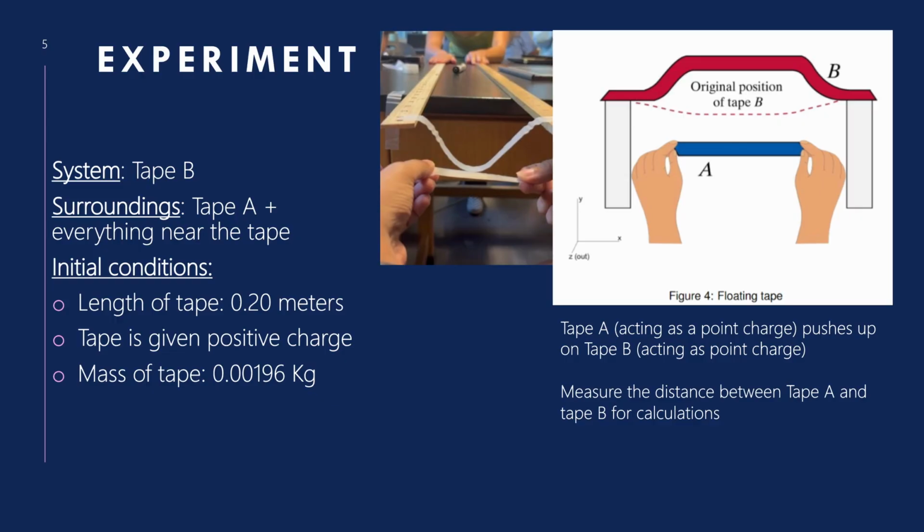For the actual experiment, we suspended tape B between two objects and held tape A under it, which acted as a point charge, until it pushed up on tape B. Then we measured the distance between tape A and tape B when tape B was being pushed up, and we used that distance for our calculations.